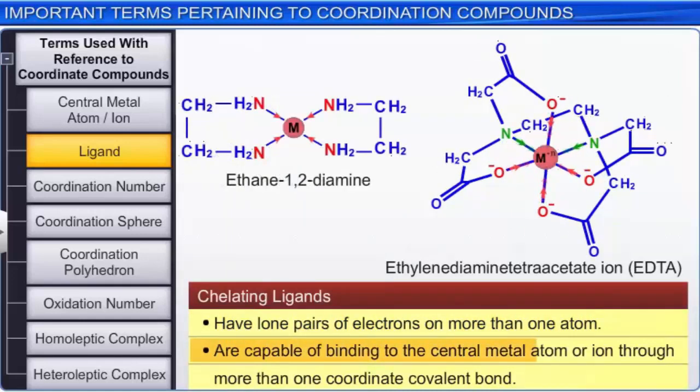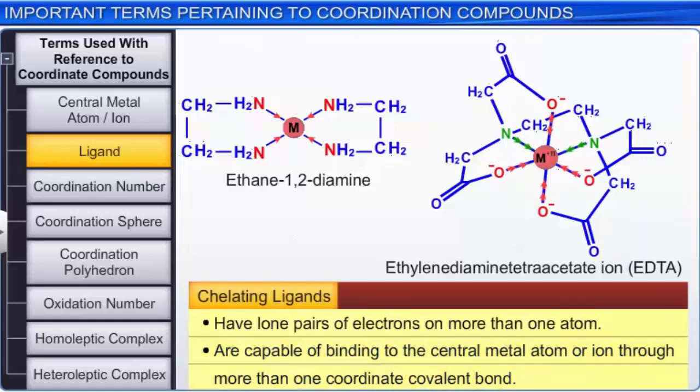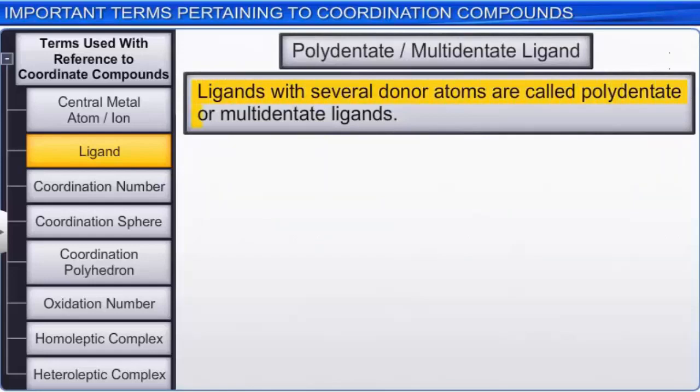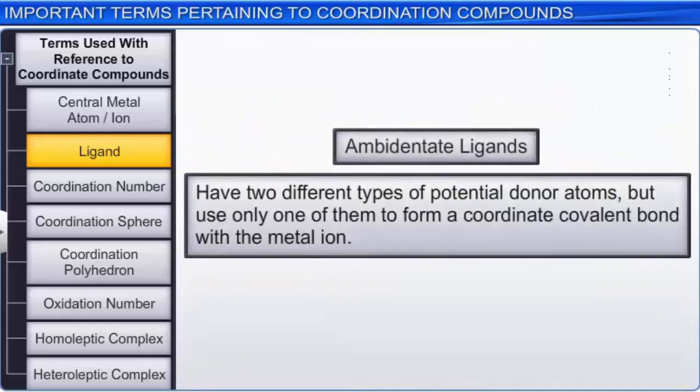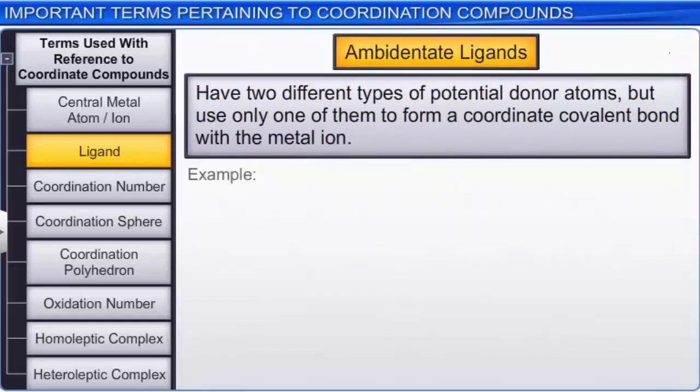So what are the characteristics of chelating ligands? They have lone pairs of electrons on more than one atom. They are capable of binding to the central metal atom or ion through more than one coordinate covalent bond. Such ligands are called chelating ligands. The next type of ligand is the ambidentate ligand. What is an ambidentate ligand? This kind of ligand has two different types of potential donor atoms, in a single molecule.